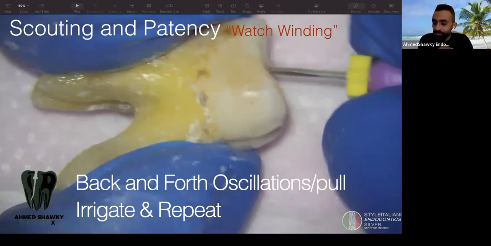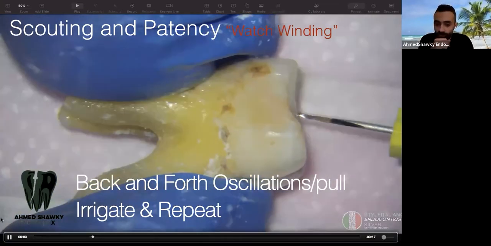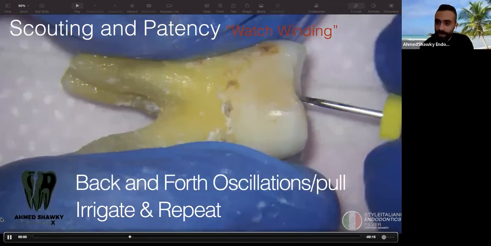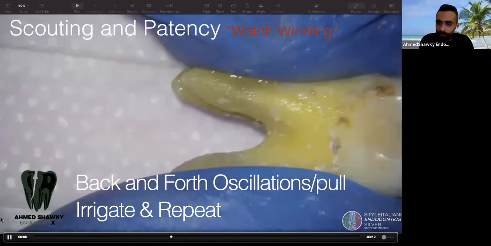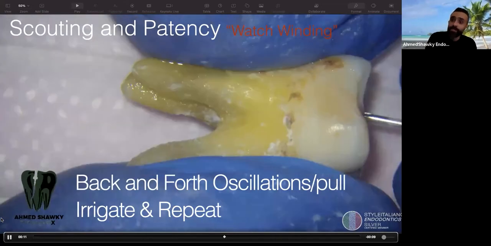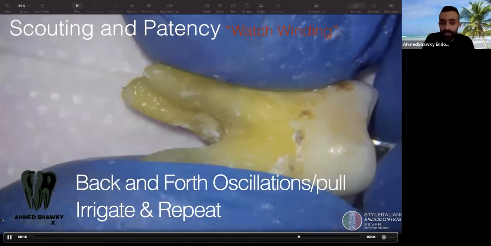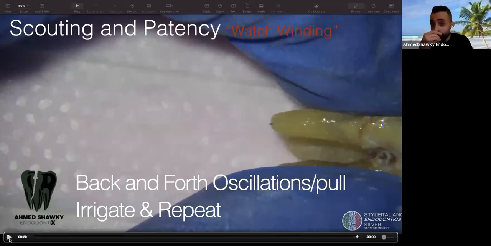Then we do back and forth motion, then pull, back and forth and pull, back and forth and pull, and then irrigate and repeat, taking deep bite of the root canal, deeper portion, okay? Until you find the file reach to the apex, maybe with an apex locator, for example, okay?